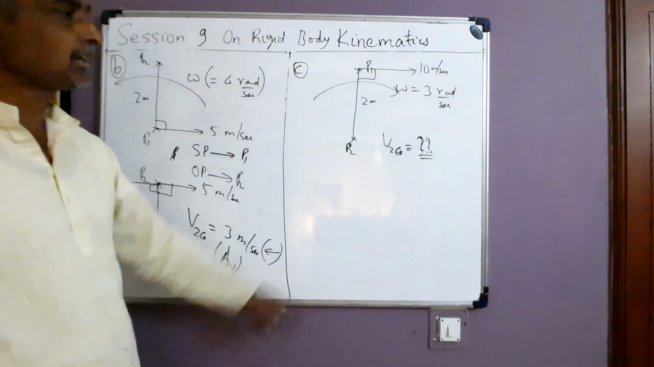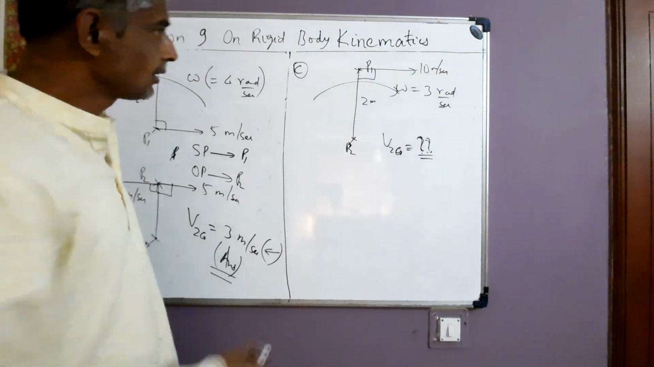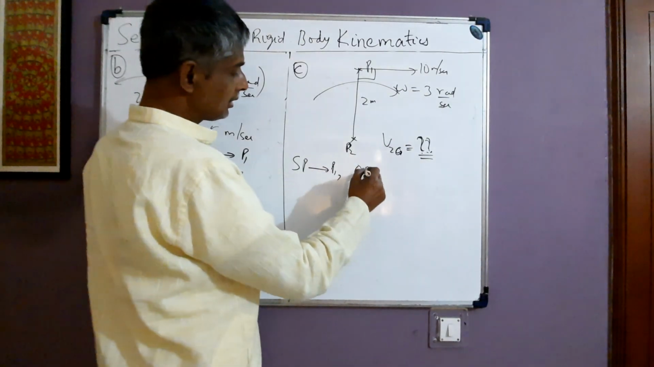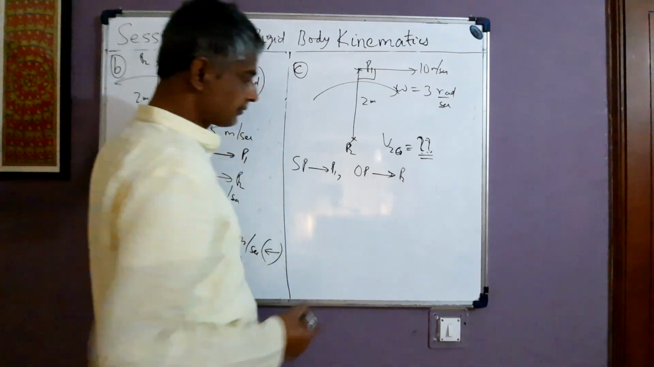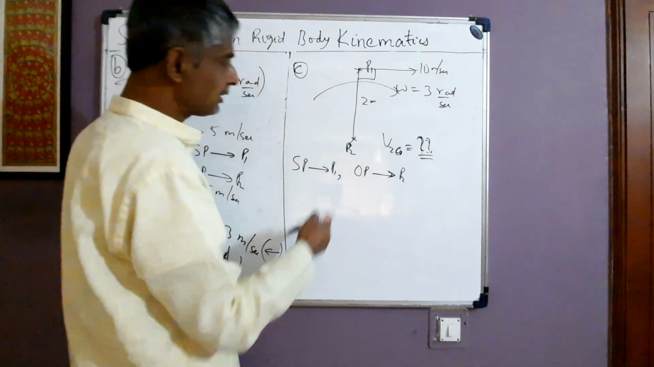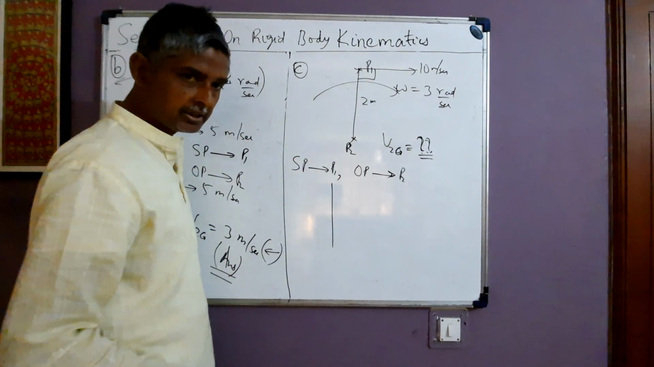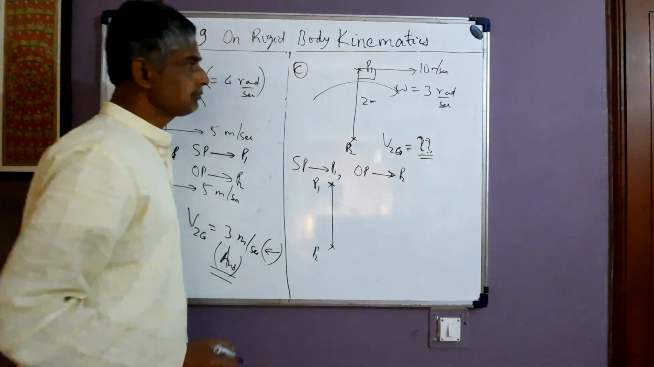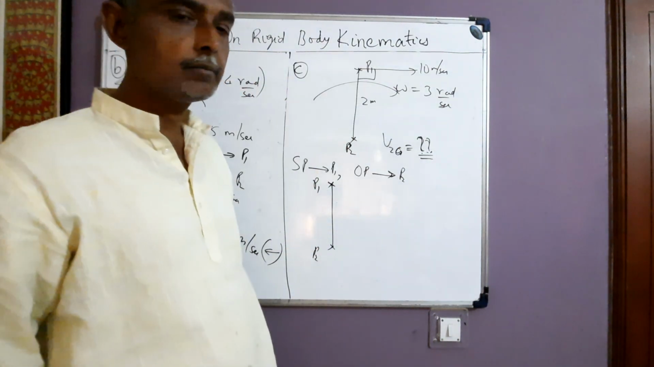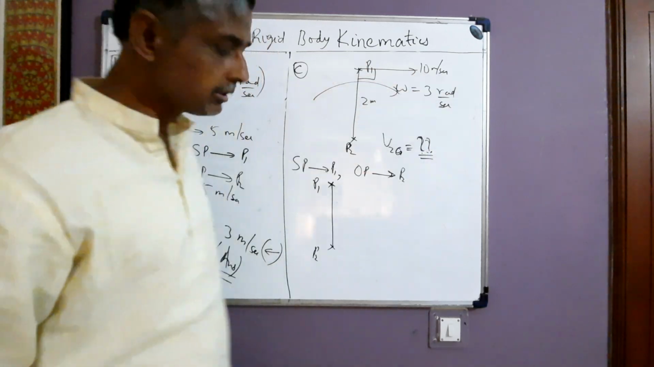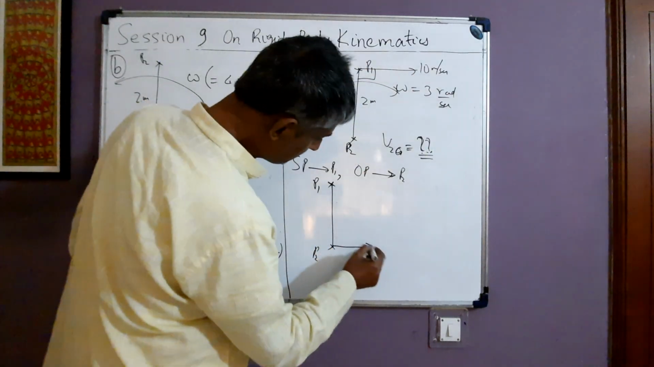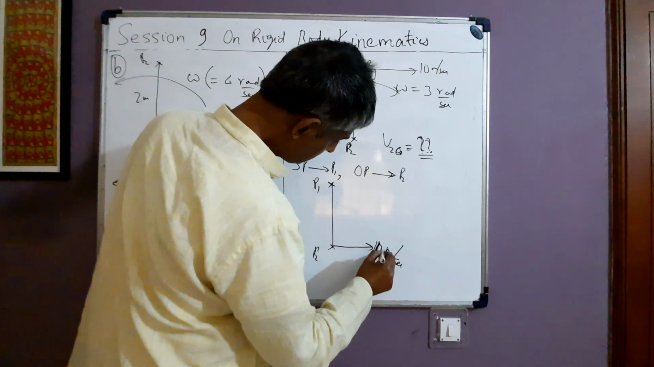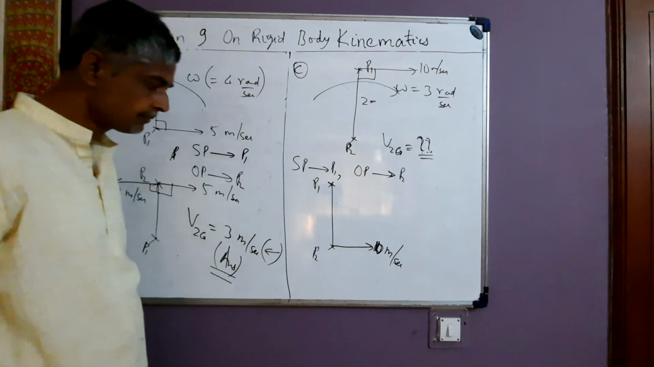Now to find V2G, we again apply the SRC procedure for velocity. First we decide SP, the selected point is P1, the other point OP is P2. We draw the line joining SP and OP. The rod is vertical, so this is a vertical line. This is SP, P1, this is OP, P2. Then we give the velocity of SP to OP. Velocity of SP is 10 meter per second rightward. So we give velocity of P2 10 meter per second rightward.